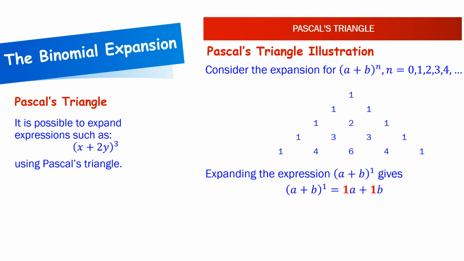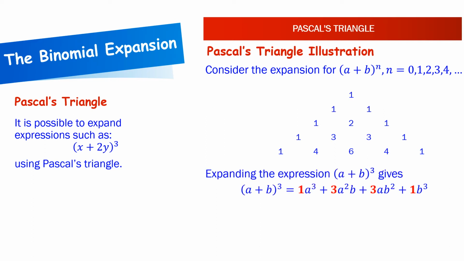What happens if we expand the expression a plus b all raised to the power 1? This gives us 1a plus 1b. And looking at the second row, we see that there are two values there, 1 and 1. And you can see, hopefully, that these correspond to 1a plus 1b.